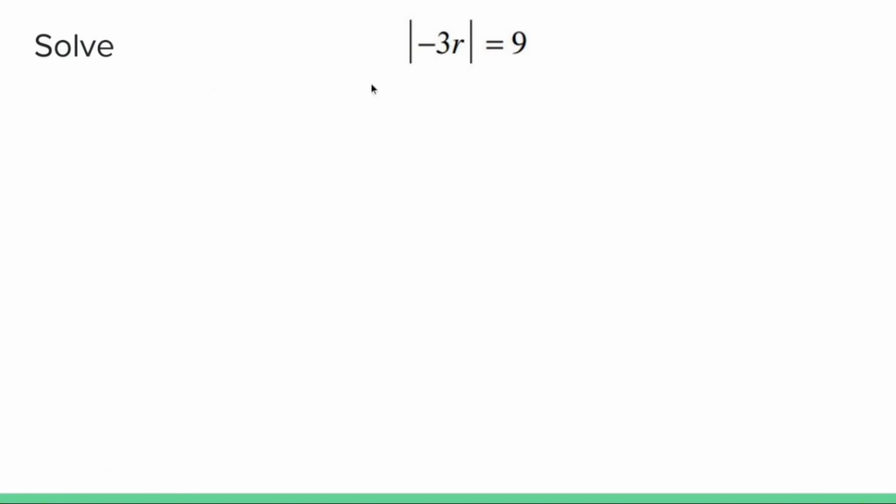All right, so we're going to solve a pretty basic absolute value equation. We have the absolute value of negative 3r equals 9. Whenever you have an absolute value equation, what you need to do is get the absolute value all by itself, which it is. Once you have that, you write out the complete left side, negative 3r and negative 3r. Now we're splitting this up into two separate equations because the absolute value could equal its positive version or its negative version.